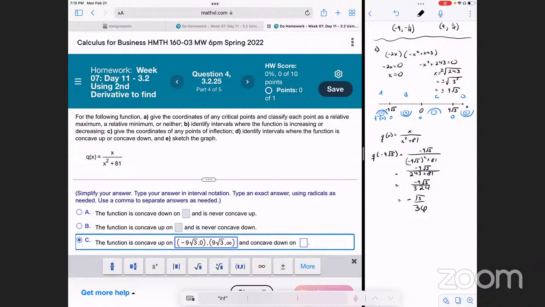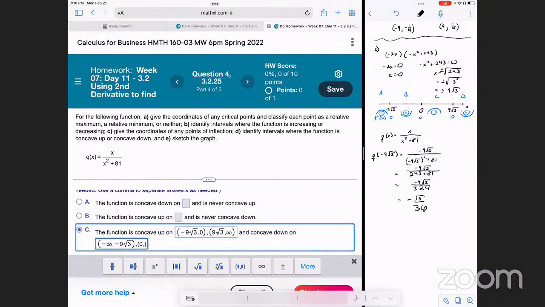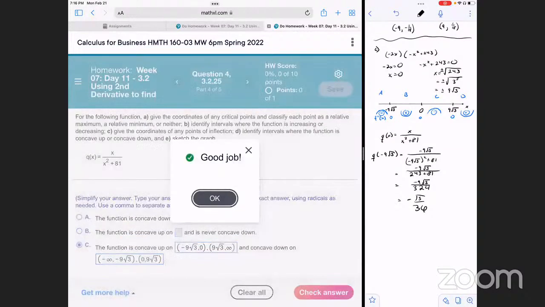Down: negative 9 times the square root of 3, from 0 to 9, comma, times the square root of 3. Okay. Oh, all right. Sigh of relief.